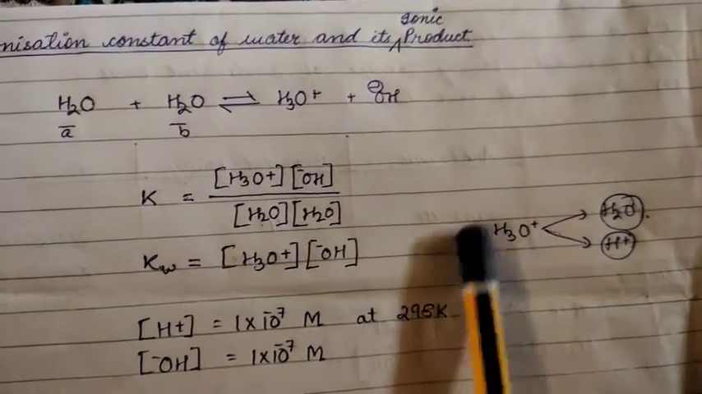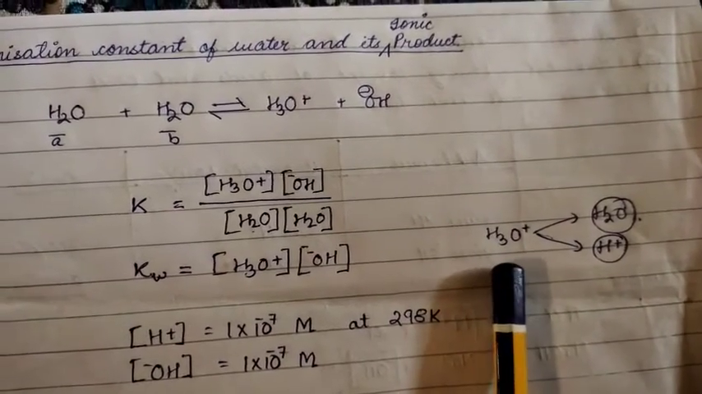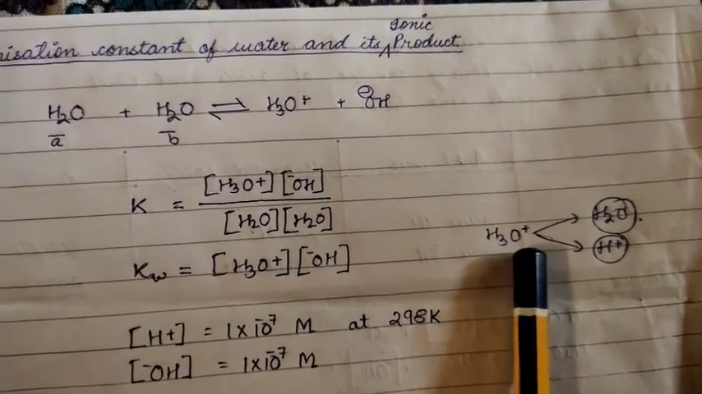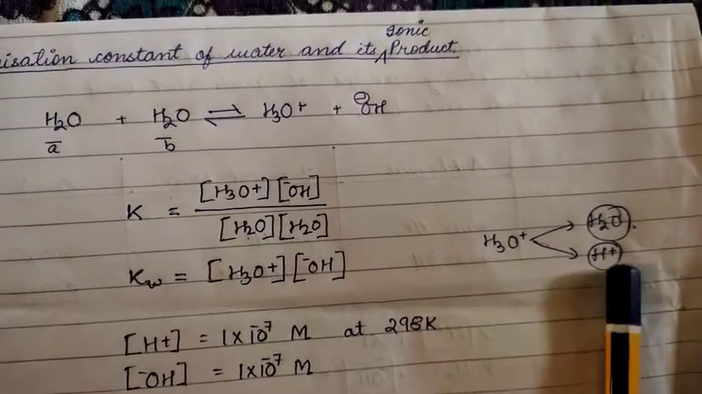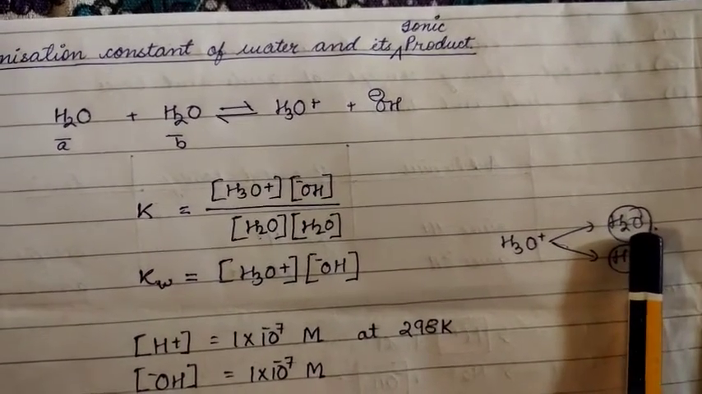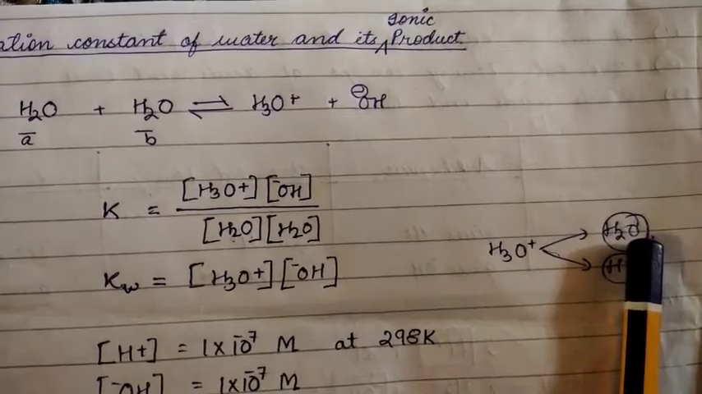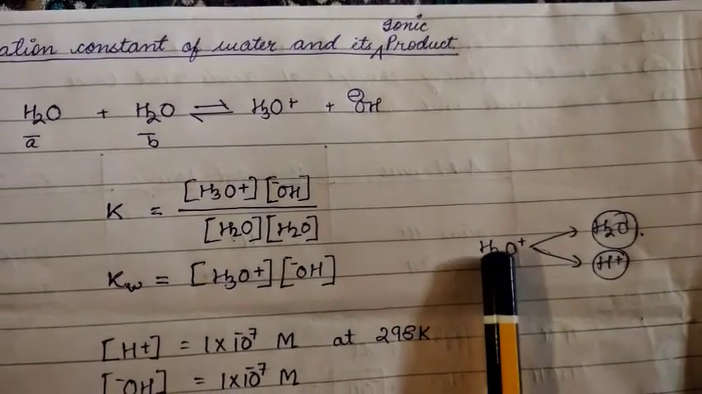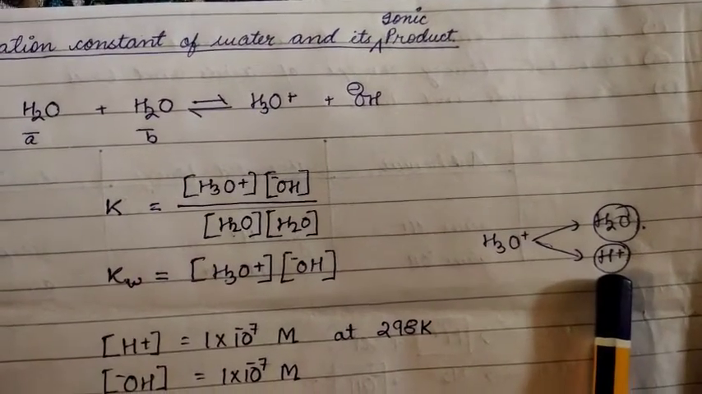Next, this hydronium ion is made up of water and H positive. So when we talk about hydronium ion or H3O positive, we directly say that it is the concentration of hydrogen ion, because the concentration of water is constant, so the concentration of H3O positive means the concentration of H positive.